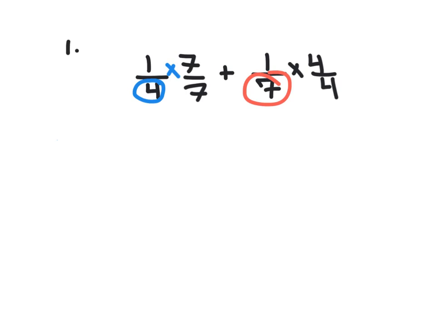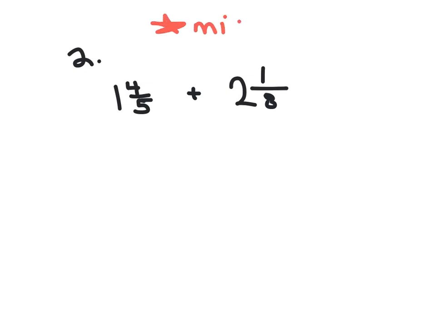All right, let's try a couple more. Now I'm going to try two numbers that are mixed numbers. This is example number 2. So I'm going to use 1 4/5 plus 2 1/8.